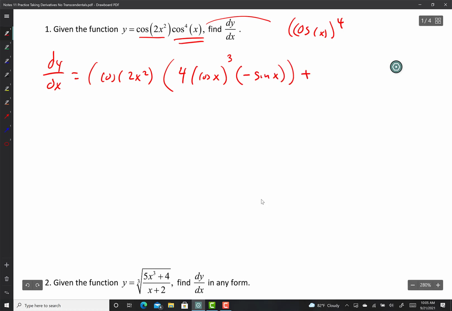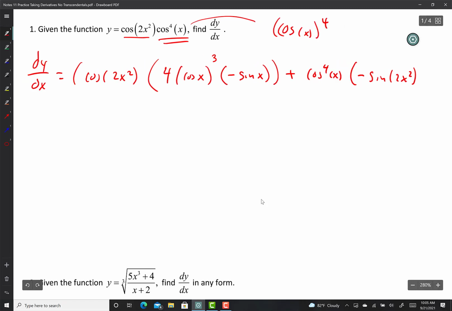So there we go. Plus second, cosine of the fourth x, times the derivative of the first. The derivative of cosine is negative sine. Keep the argument, 2x squared. Am I done? Times the derivative of 2x squared, which is 4x. Close. And now you just make it pretty, if you wanted to make it pretty.